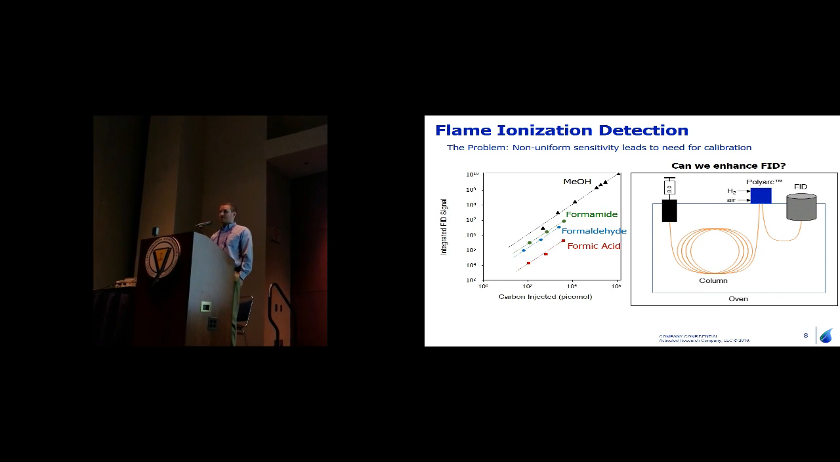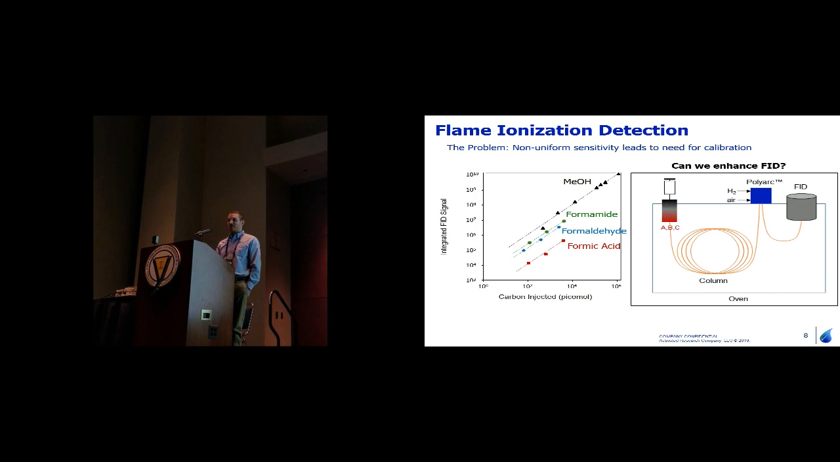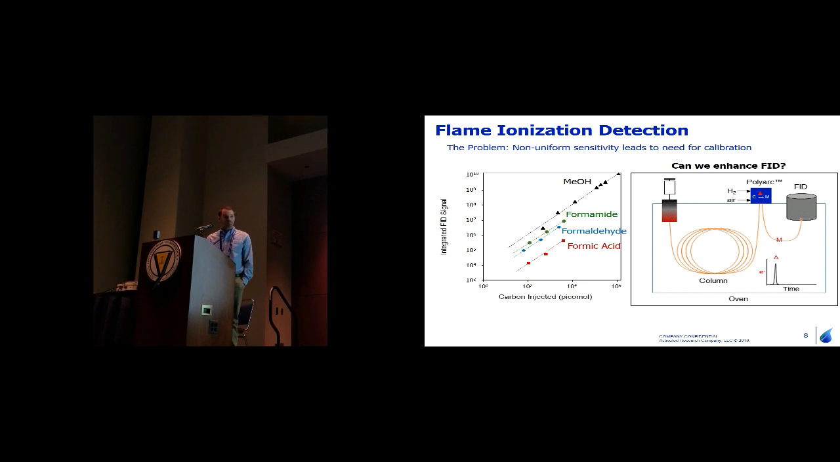Could we enhance the flame ionization detector and bring an equimolar response for carbon as well? And what we came up with was a reactor that sits after your column. This could be capillary or packed. And you separate your molecules, and then they go into this reactor and get converted to a molecule that's the same for all these species, in this case methane. Now your FID is only counting methane. You have an equimolar response for all of your species.